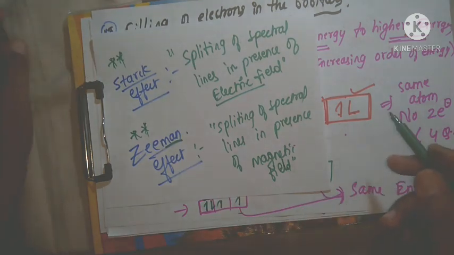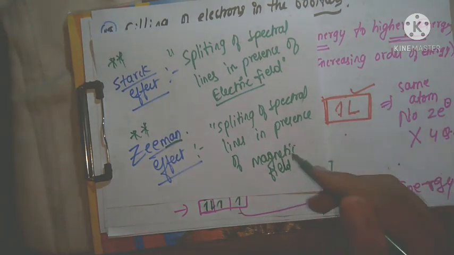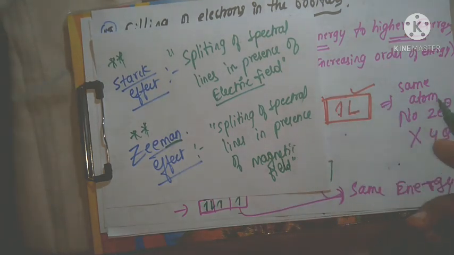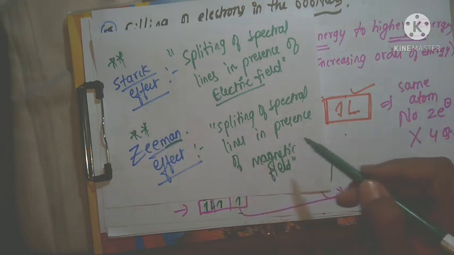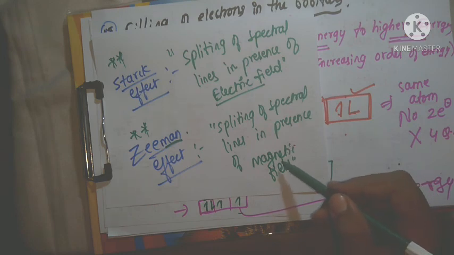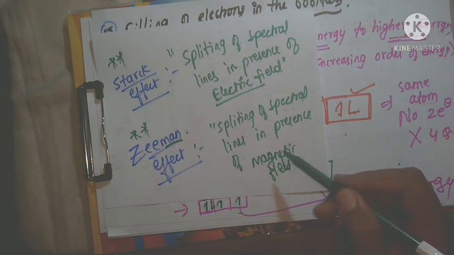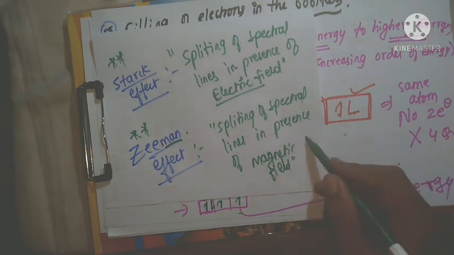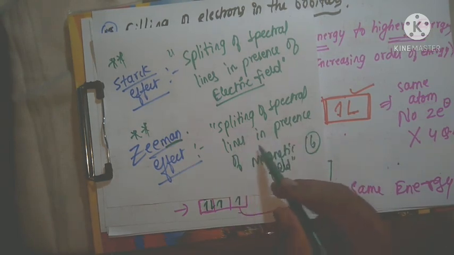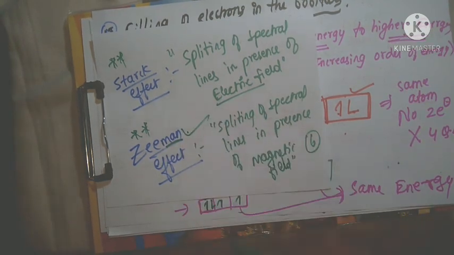They will give, what is Zeeman effect? 4 options. Splitting of spectral lines in presence of electric field, option A. Splitting of spectral lines in presence of magnetic field, option B. Next, splitting of spectral lines in both electric field and magnetic field, option C. Option D is none of the above. Right, your answer should be option B. That is, splitting of spectral lines in presence of magnetic field is Zeeman effect.